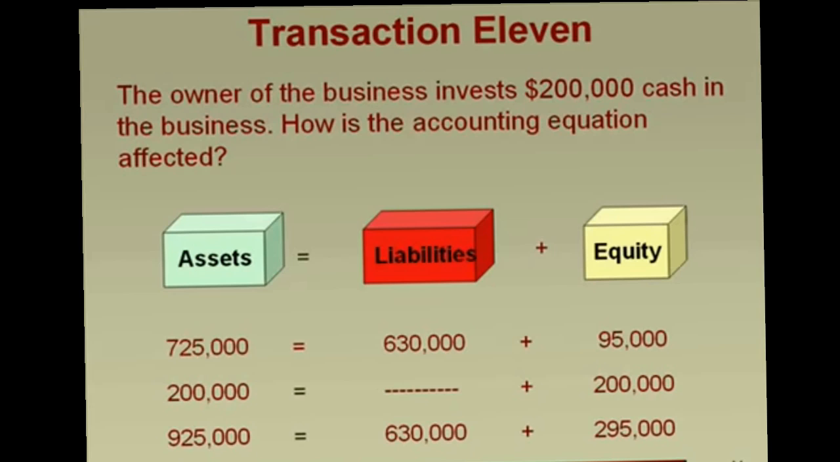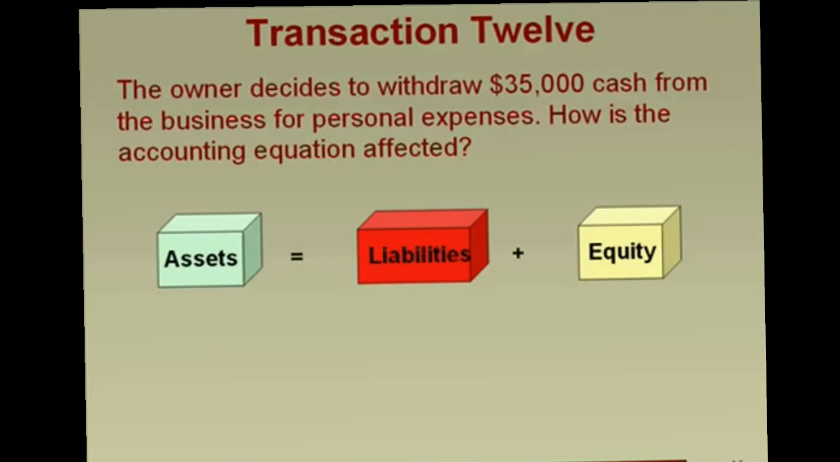Only a little way to go. We're almost there. Let's try the next transaction. The owner decides to withdraw $35,000 cash from the business for personal expenses. Keyword personal. How is the accounting equation affected? Let me put the current situation as it stands now. Stop this recording, take your time, enter this transaction, and then restart when you're done. Are you done? Okay.